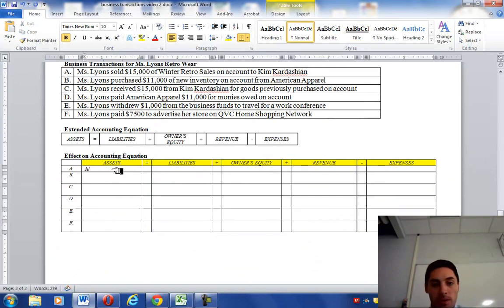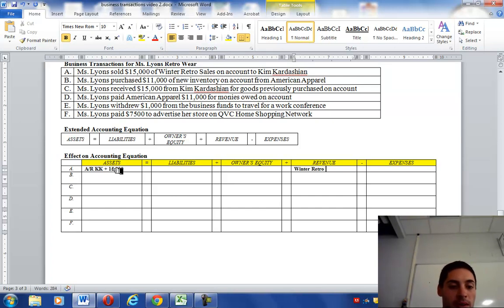Transaction B. Ms. Lyons purchased $11,000 of inventory on account from American Apparel. Keywords, purchased. Okay, she bought something. Would she buy inventory? How did she pay for it? Well, nowhere on here do I see cash. I see on account. So she has a liability to American Apparel. Let's look at our chart of accounts to confirm this.